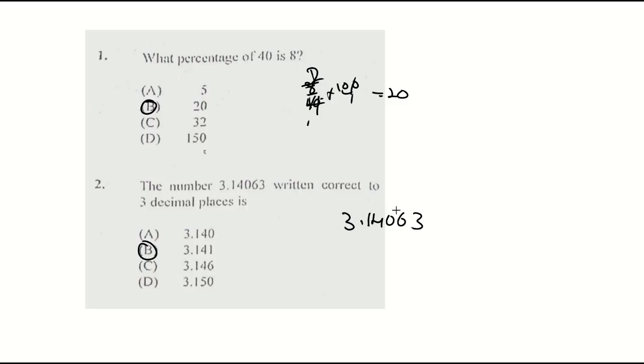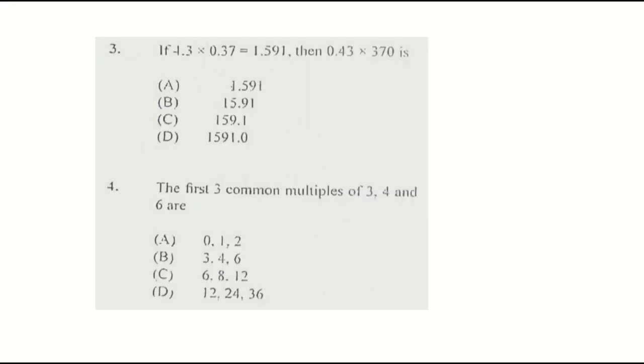3.14063, to 3 decimal places. Draw this line. This digit here is more than 5, so you add 1, which would be 3.141. Alright? And that is the answer.